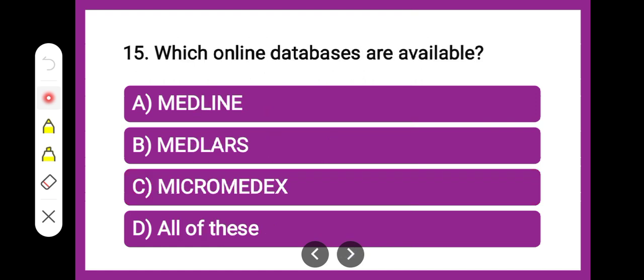Next question is, which online databases are available? Whether the online databases available are Medline, Medlars, Micromedex, or all of these. You can put your answer in the comment box fast. Till then we will go for the explanation.